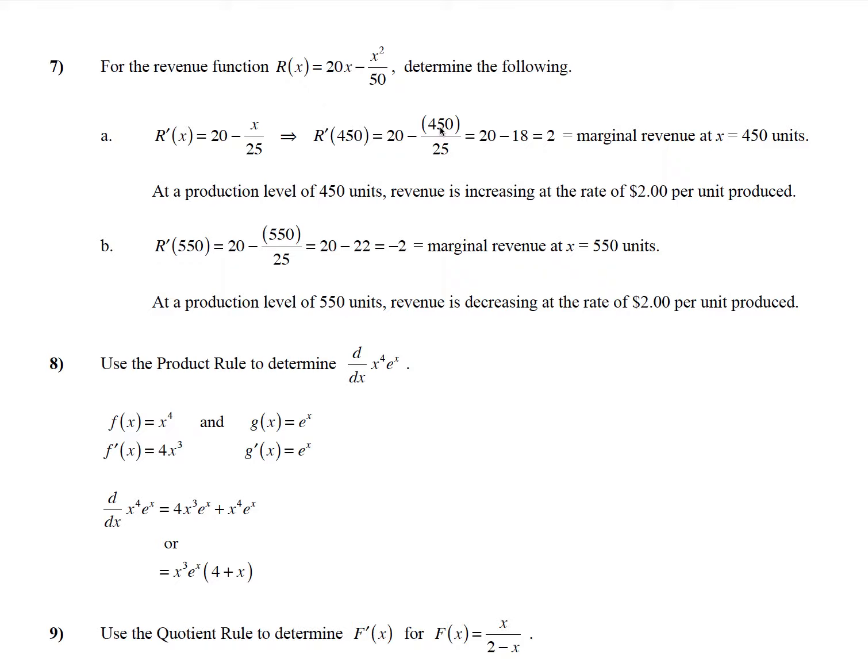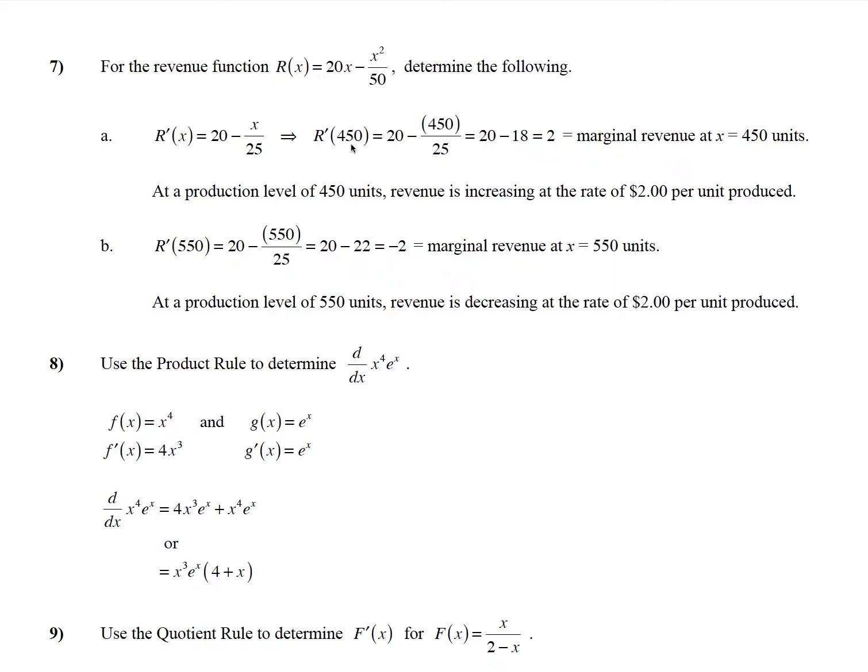And so we divide 450 by 25. We put 450 in for x, and 450 divided by 25 is 18, and so we subtract the 18 from 20, and that gives us 2. So our marginal revenue at x equals 450 units is 2. It's a positive 2, and so that means that revenue is increasing at the rate of $2 per unit produced at the production level of 450 units.